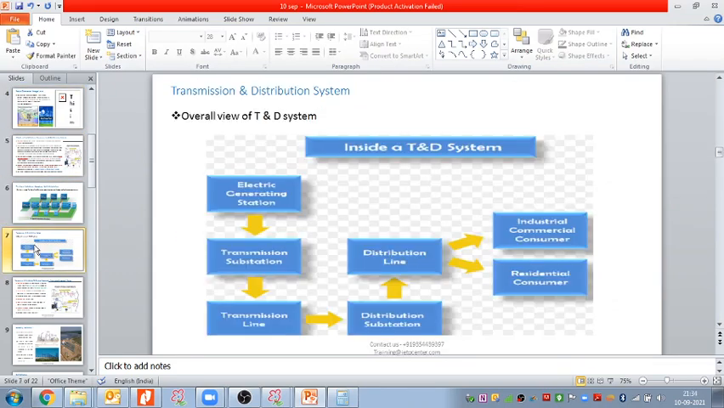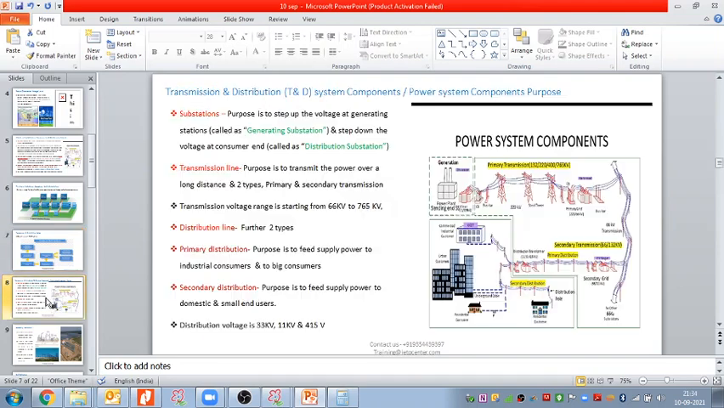So chain of the substations, and this is the overview of the T&D system. So we have this generation, then transmission substations, then transmission line, then distribution substation, distribution line, then finally industrial, commercial consumer and the residential consumer. So this whole network is the whole T&D system, right?